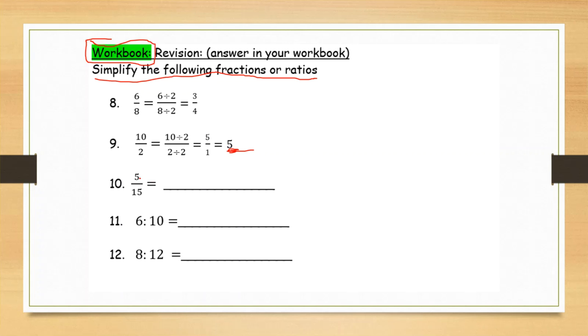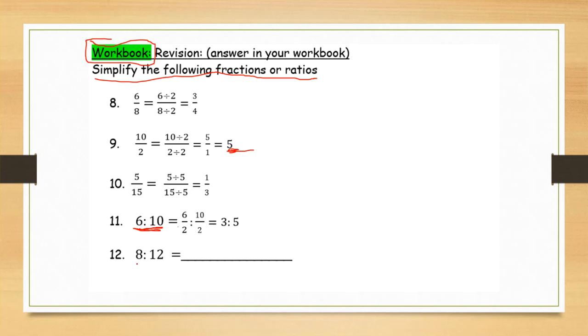5 over 15. 5 is the highest common factor. So divide top and bottom, both by 5. So we get 1 over 3. Question 11, it's the same kind of process. This one's the ratio, the other ones were fractions. Highest common factor is 2. So we divide 6 by 2 and we divide 10 by 2. So it looks like this. 6 divided by 2 is 3. 10 divided by 2 is 5.